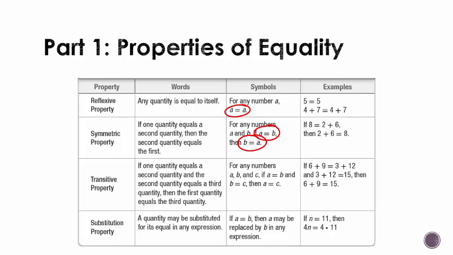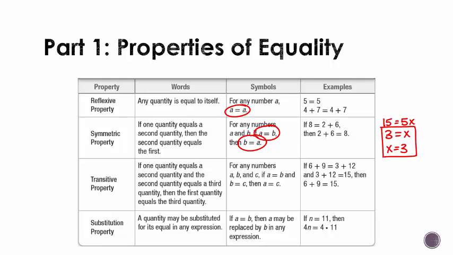The symmetric property says that if one quantity equals a second quantity, then the second quantity equals the first. So for any numbers A and B, if A equals B, then B equals A. And you have done this one before. If you've ever gotten something like 15 equals 5x, and you solve, and you have 3 equals x, chances are you wrote this as x equals 3. This symmetric property tells us that those two things are exactly the same.